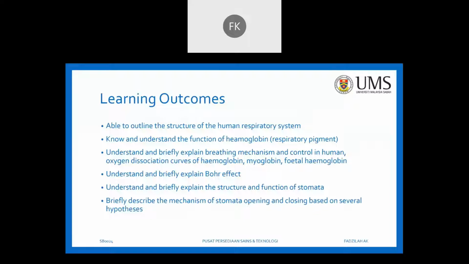Students also should be able to understand and briefly explain the breathing mechanism and its control in humans, and the oxygen dissociation curves of hemoglobin, myoglobin, and fetal hemoglobin. Understand and briefly explain the Bohr effect. Understand and briefly explain the structure and the function of stomata. And also, a student should be able to briefly describe the mechanism of stomata opening and closing based on several hypotheses.